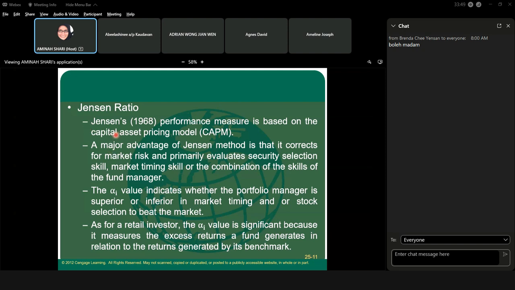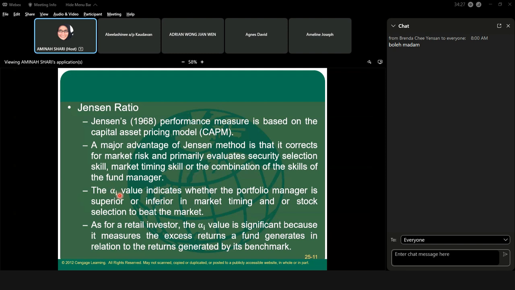Jensen, let's look at Jensen. Earlier I mentioned it is based on the capital asset pricing model. A major advantage is that it corrects for market risk and primarily evaluates security selection skill. It has market timing skill, or the combination of the skills of the fund manager. Here we can see the skill of the fund manager, how they time, when to buy or when to sell their fund. We will look at that here.